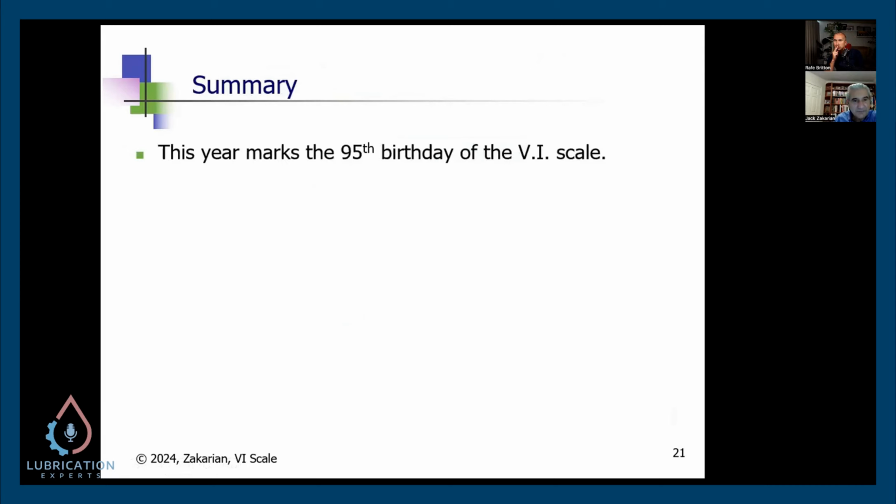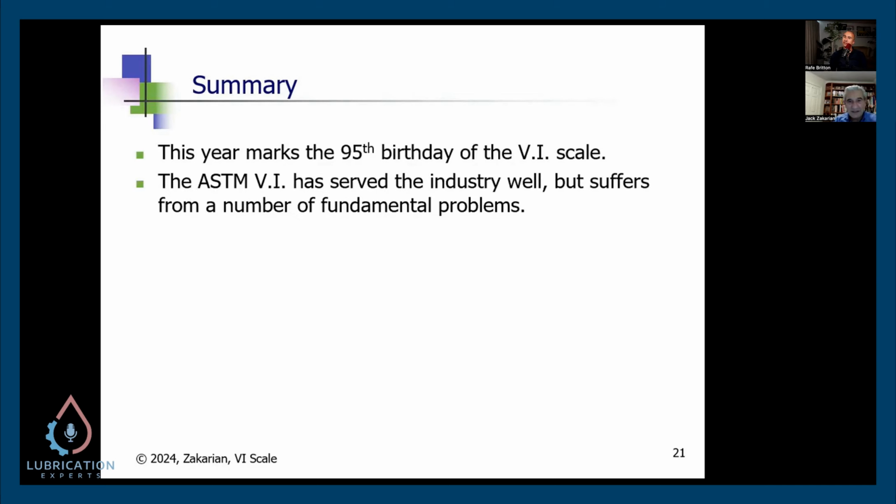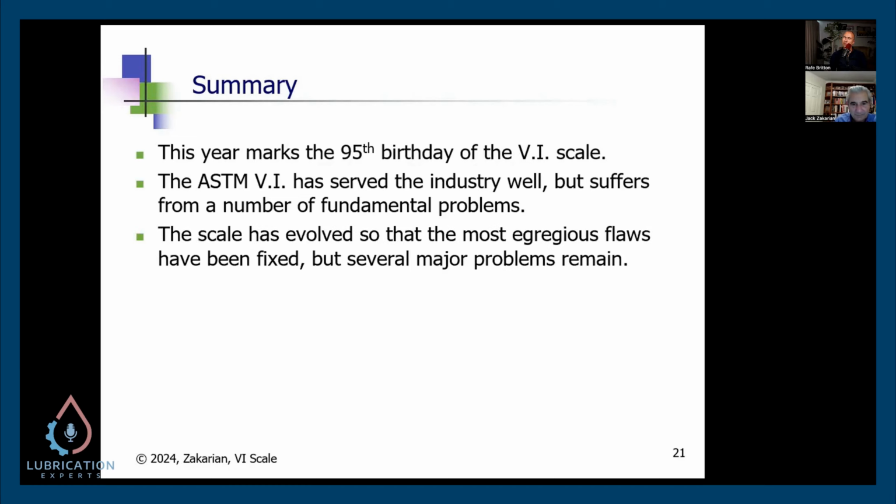So in summary, hard to believe, but this year is actually the 95th birthday of the VI scale. And I hope maybe in the next 5 years, I might be able to come up with something to make a significant improvement, but we'll keep our fingers crossed. The VI has served the industry well. As I mentioned, it's unquestionably accepted and used pretty much daily in the lubricants business, but it does suffer from fundamental problems that I've pointed out.